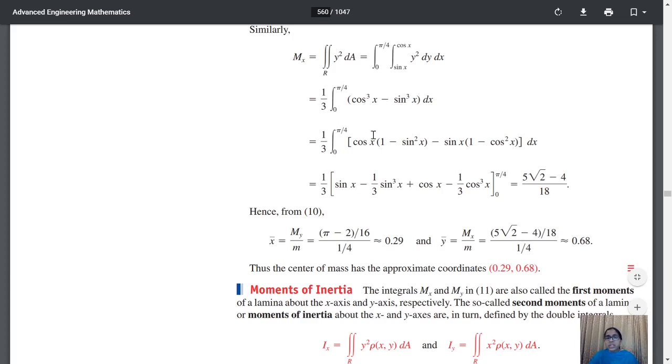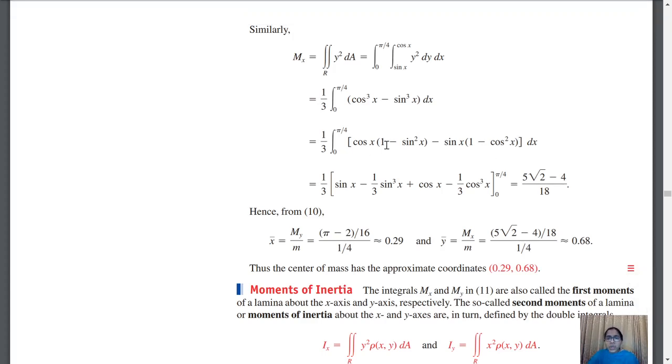So here what we're doing is we are taking cos x out common. If we take cos x from this, the remaining is cos square x. What is cos square x? 1 minus sin square x. That is how they have expanded this bracket. And minus, we are taking sin x common, so the remaining is sin square x, that is 1 minus cos square x. Now how does this make our integration easy?